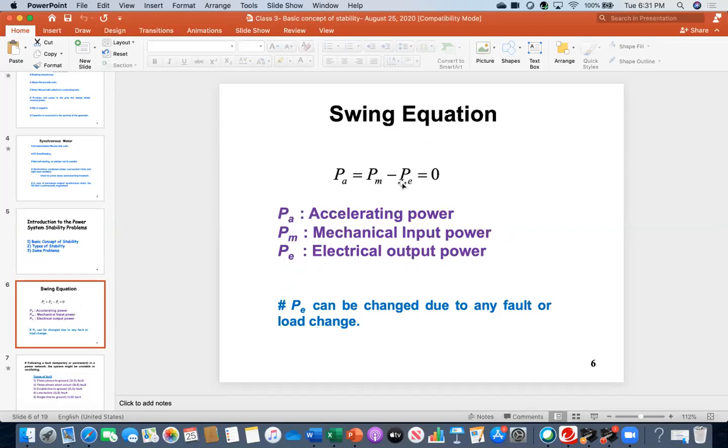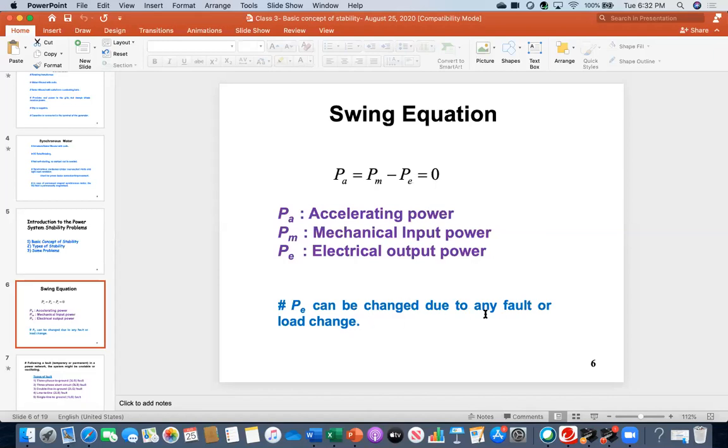So what does that mean? Pm is the mechanical input power, Pe is the electrical output power, and Pa is the accelerating power. As I told you, Pm is coming from the prime mover, from the turbine, and Pe is your electrical output from the synchronous generator. Now, in ideal condition, Pm equals Pe, assuming there is no loss in the system, so Pa should be 0. But Pe can be changed due to any fault or load change. As I told you in the previous class, in real practice there is always some change. So Pm and Pe are never ever equal. Always there is someone injecting power, someone taking out power, you're turning on a light, turning off a fan, etc. Continuously it is changing. Therefore, Pa always has some value.